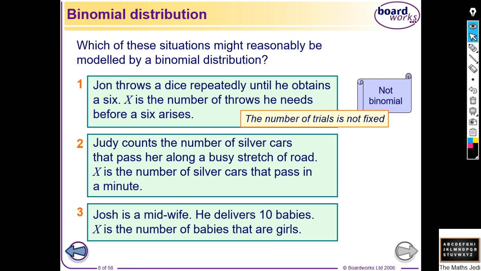Then again for number 2, Judy counts the number of silver cars that pass her along a busy stretch of road. X is the number of silver cars that pass in a minute. So just looking at this, you have 2 outcomes, silver or not silver. Do you have a fixed number of trials? Well, Judy's counting within 1 minute, and you could argue that the number of trials would vary according to what minute she's picking. So actually, I would say the number of trials is not fixed, and for that reason, this can't be binomial.